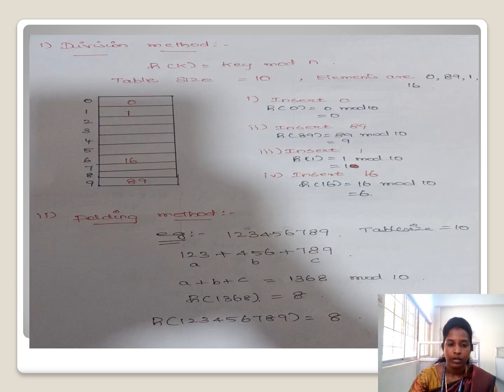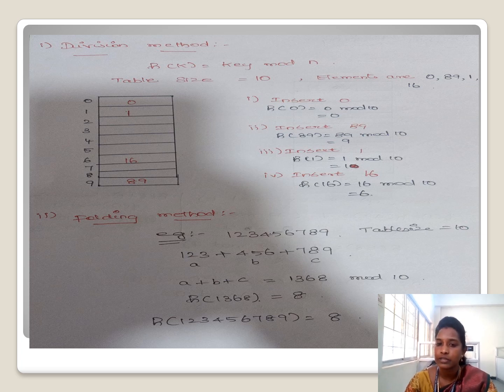Okay, so I have solved a problem using the division method, folding method and mid square method. In the division method, as I have said earlier, we are going to use the formula h(k) = k mod n, with a table size of 10. That is, our table size means indices 0 to 9. The elements we have to insert are 0, 89, 1 and 16.